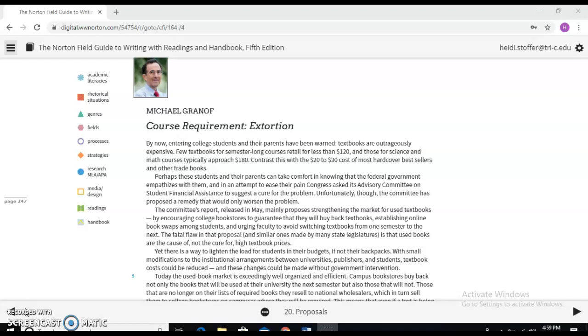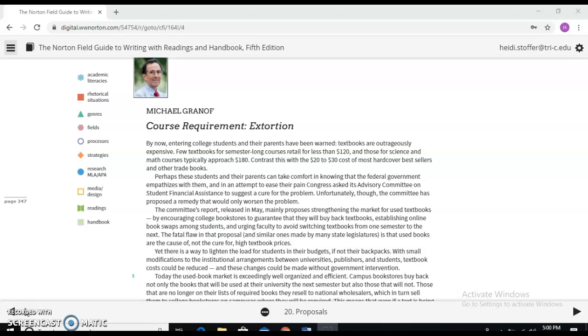So I'm going to flip back and forth between a text and the notes that I actually took on it. I chose to type mine out. You could write yours on a piece of paper, however you want to do it. So I'm looking at this essay that's in your textbook, so you might want to look at this for just a second before you continue watching this video, but it's starting on page 246 of your book, and it's this essay called Course Requirement Extortion. It's an example of a proposal. So this guy is proposing a solution to a problem that he's identified.